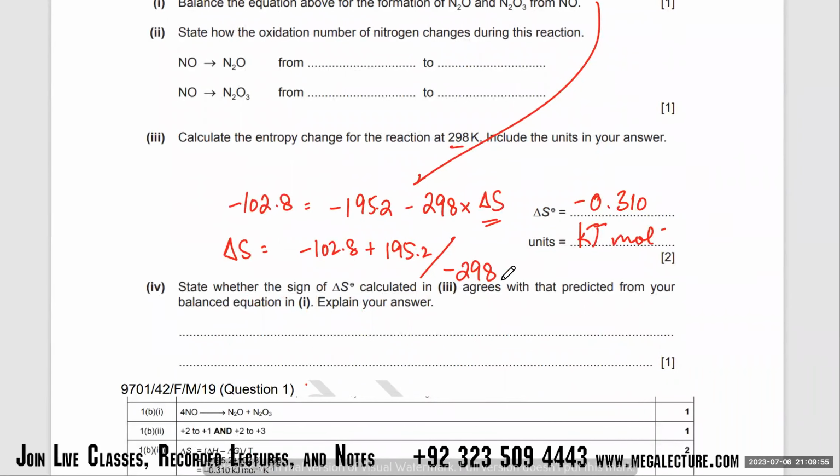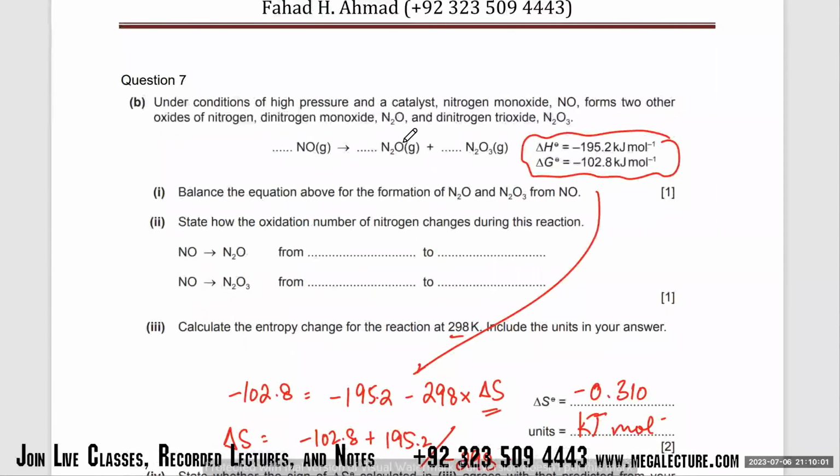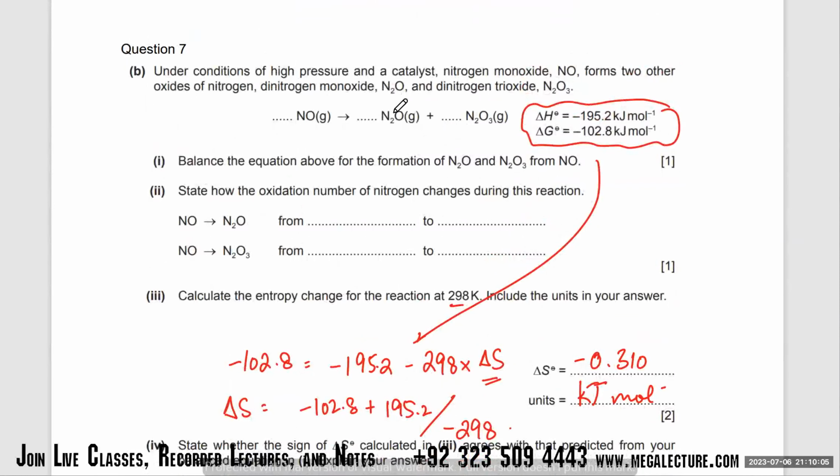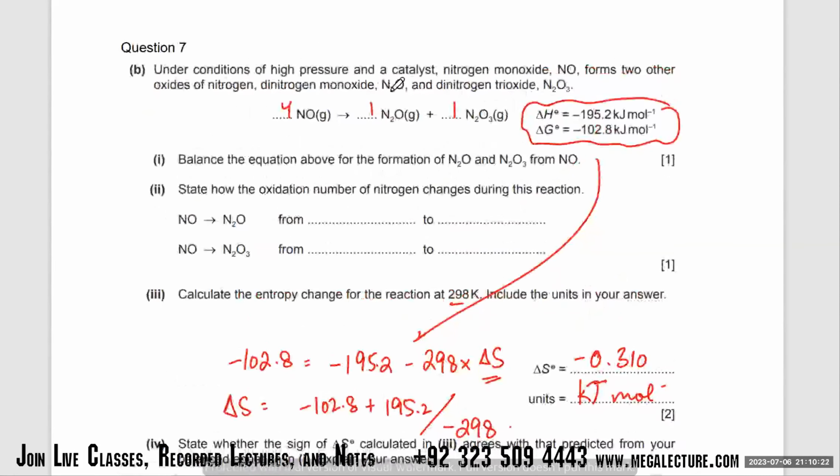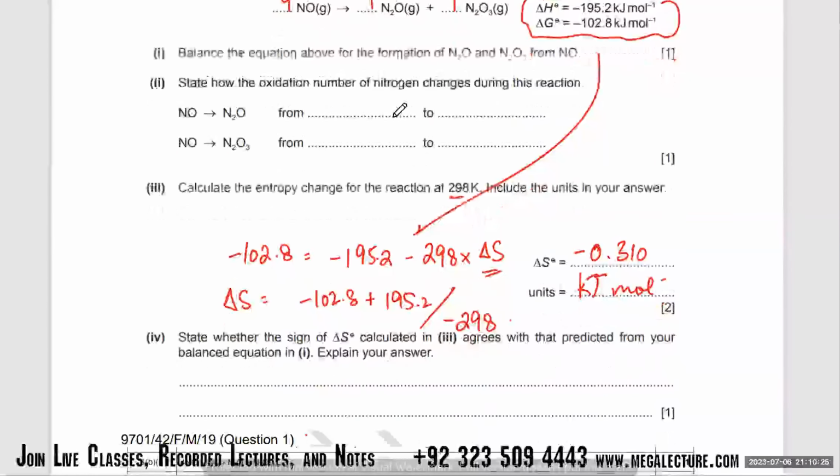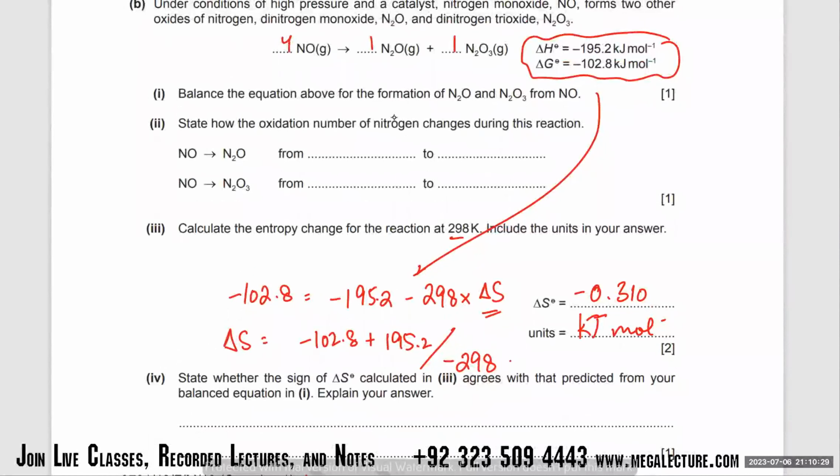State whether the delta S sign agrees with that predicted. You got a negative entropy change, right? Negative means disorder is decreasing. So does it agree or not? Yes, sir. But this is the balanced equation, right? 2 N2 is 2 N2, so that's 4 NO, that's 4 oxygens, 1 oxygen over here, 3 over here, so it's balanced, right? The disorder is decreasing, you get fewer gas moles, hence your delta S is less than 0.